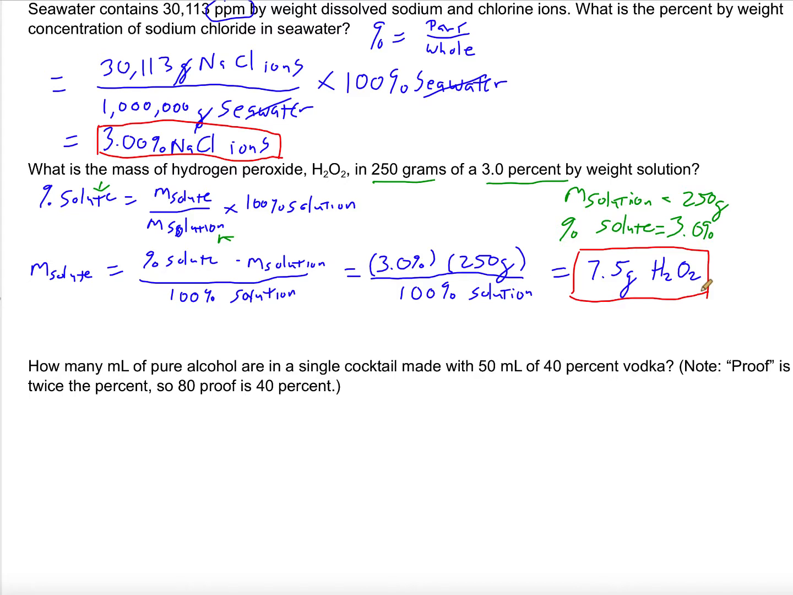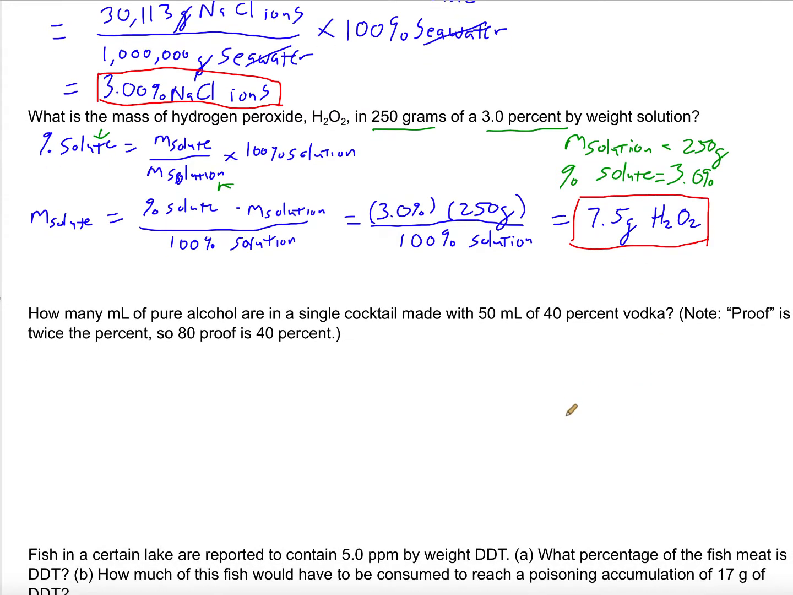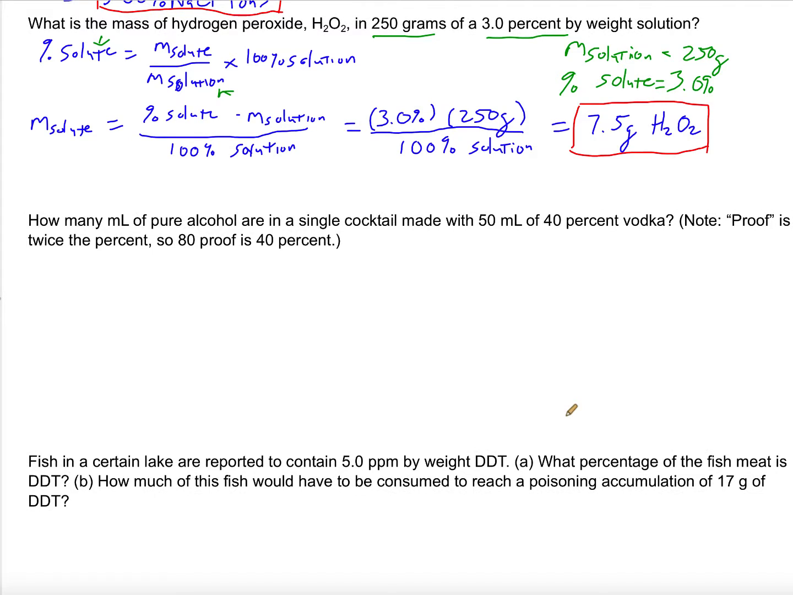All right, moving on to number 4. Number 4 asks how many milliliters of pure alcohol are in a single cocktail made with 50 milliliters of 40% vodka. So we're going to use our same equation that we've been using here, that the percent of the solute is equal to, in this case looking at volume, the volume of the solute divided by the volume of the solution, times 100% solution.